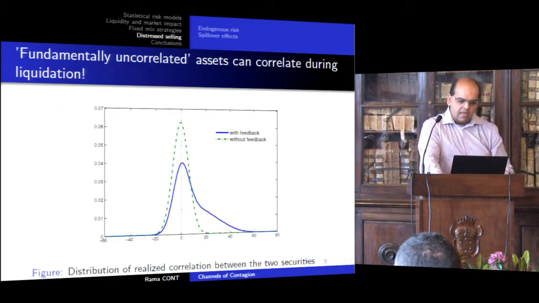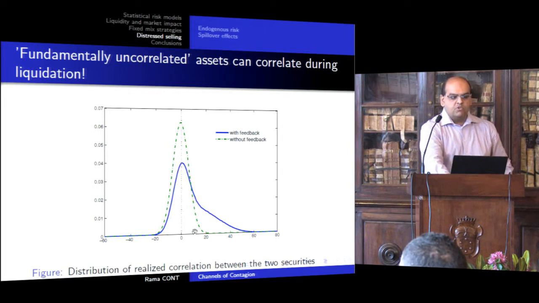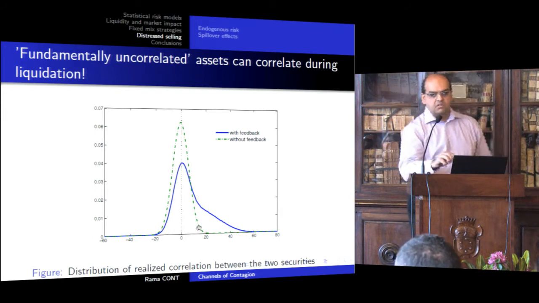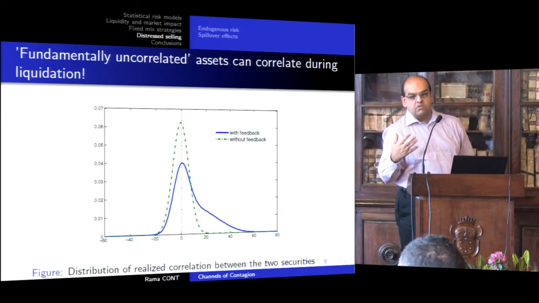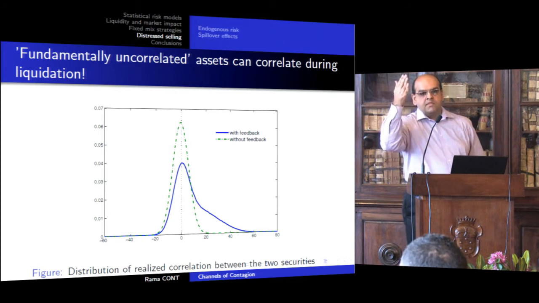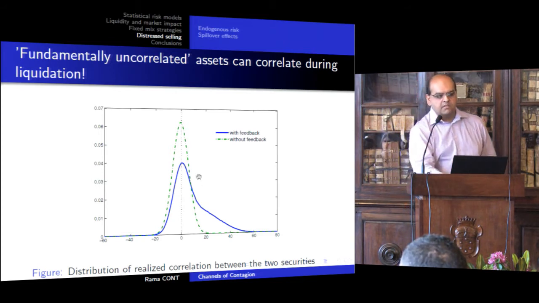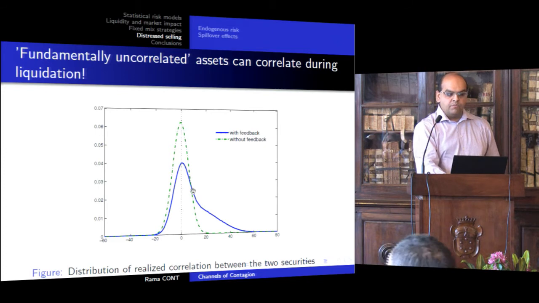What do I see? Well, here's what you see. This is the histogram showing the distribution of the realized correlations of these asset classes across the simulated scenarios. If you have no liquidation, then the true correlation is zero, so you're estimating zero, and you should find something centered around zero plus some statistical error. And that's what you find indeed. In the case where you don't have feedback, your estimator has a distribution centered around zero, and this is the statistical error.